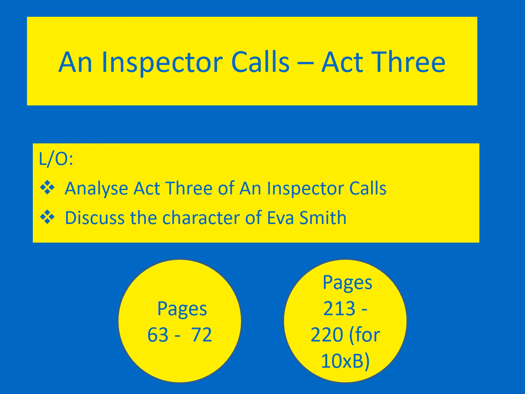Hi ladies and gents, this is lesson 6 in our series of lessons for An Inspector Calls, and we are looking today at the end of Act 3. We are going to complete and analyse Act 3 from pages 63 to 72, or if you're in 10XB, pages 213 to 220. And we are also going to discuss the character of Eva Smith.